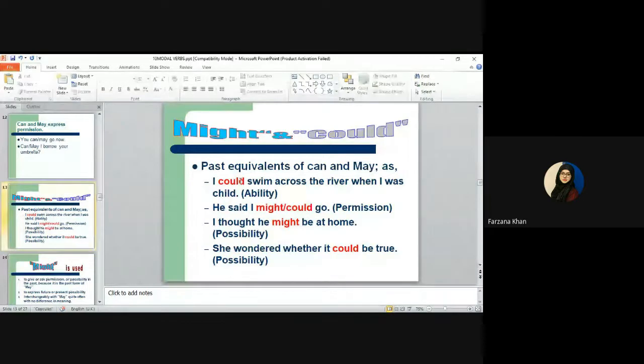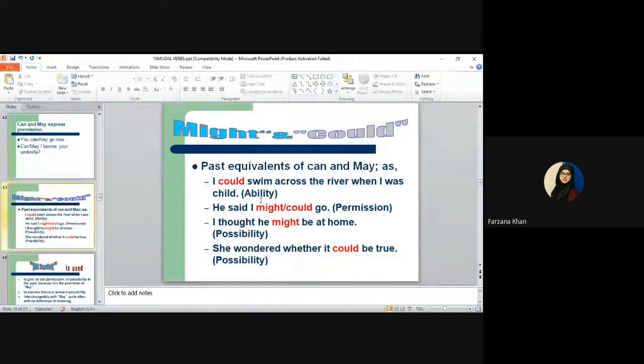Could. Could is equivalent to can. When you are talking in the present tense, you will simply say, I can swim across the river wherever I go, right? But when you are talking about a past event, past ability, or about your past, then you will use, I could swim across the river when I was a child. Here basically the ability has been told with the use of could, as it's a past sentence, so could has been used.